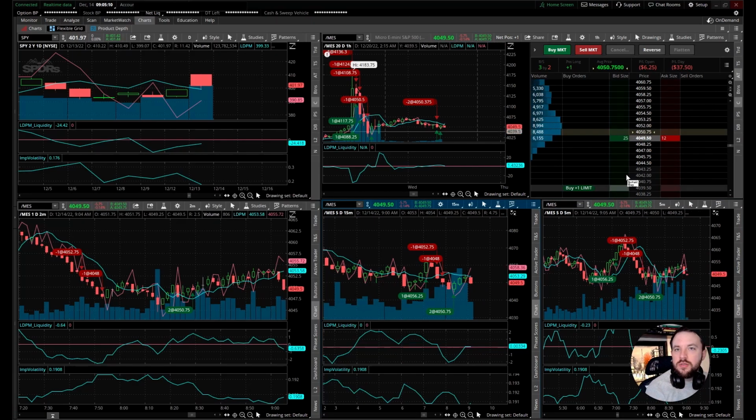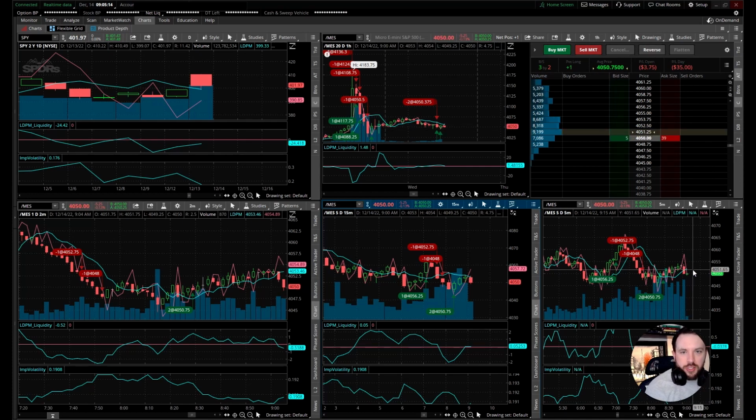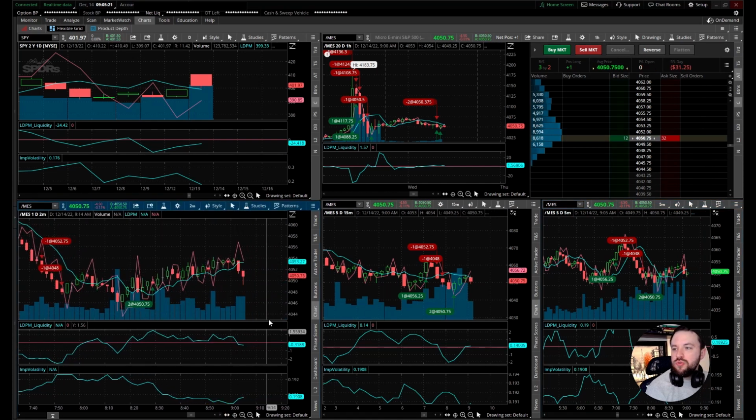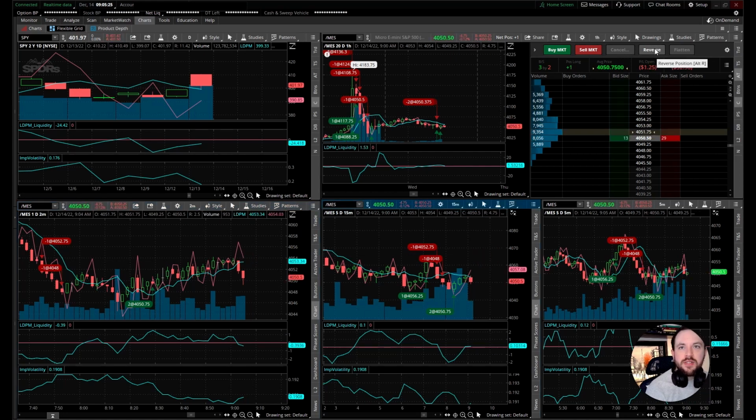Alrighty, so we're gonna go ahead and reverse, maybe. So the 5 minute opened below LDPM. We're below the 2, below the 15, below the 5, so we reverse. Maybe I can get a little neutral, a little bump up. Maybe. I'm breaking rules right now. I'm not following the algorithm.